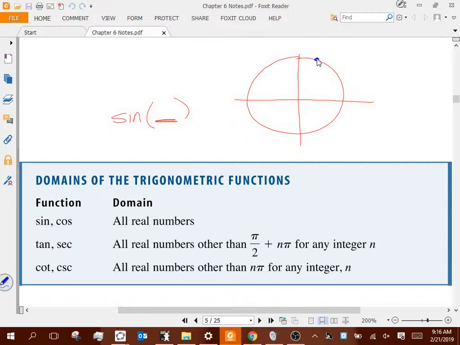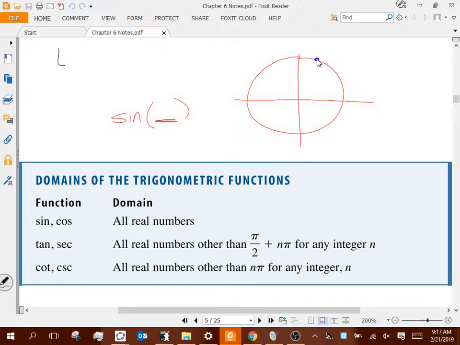Cosine's the same way. Now, how does that help me with tangent? Well, let's think about tangent. Tangent there says you have a domain restriction. It says that at pi/2 plus n pi, there's a domain problem. Well, think about this. This is why I think learning the relationship between sine, cosine, and tangent allows me not to have to memorize this sentence here.